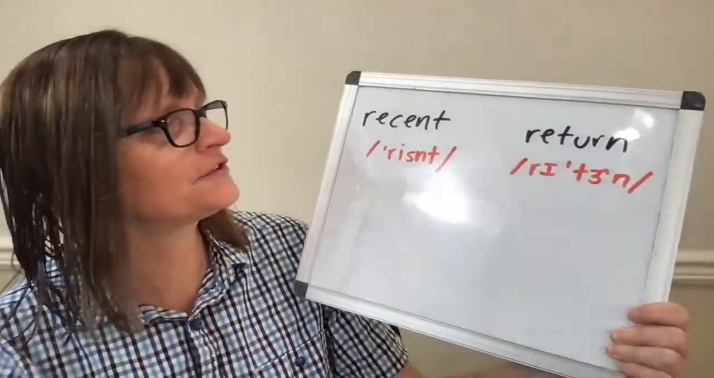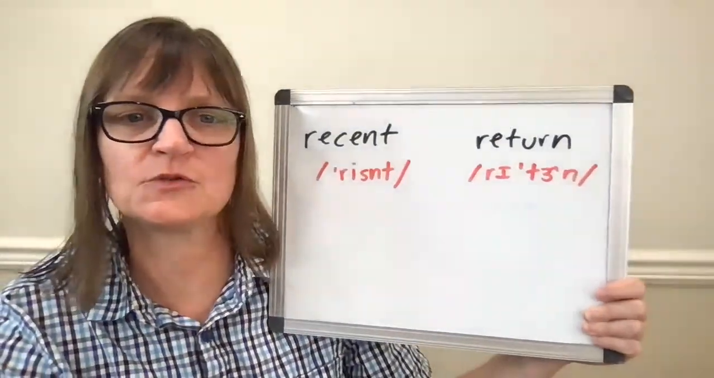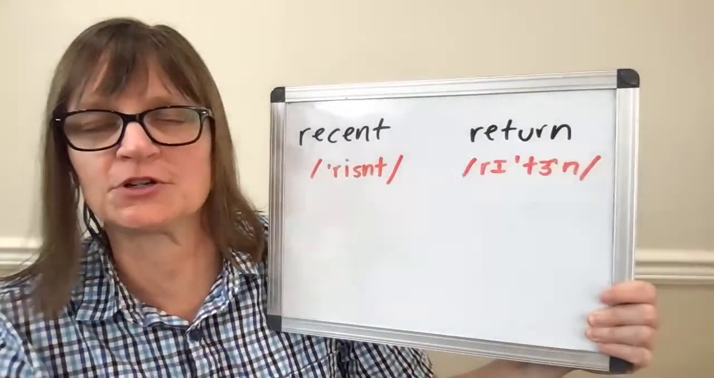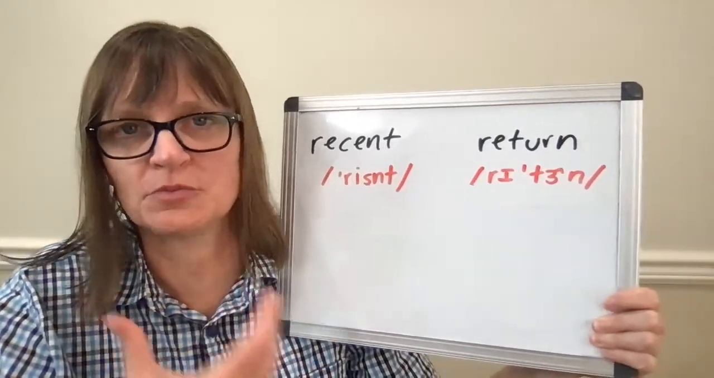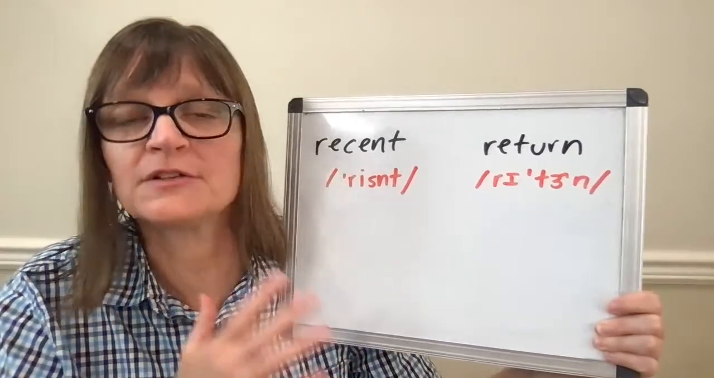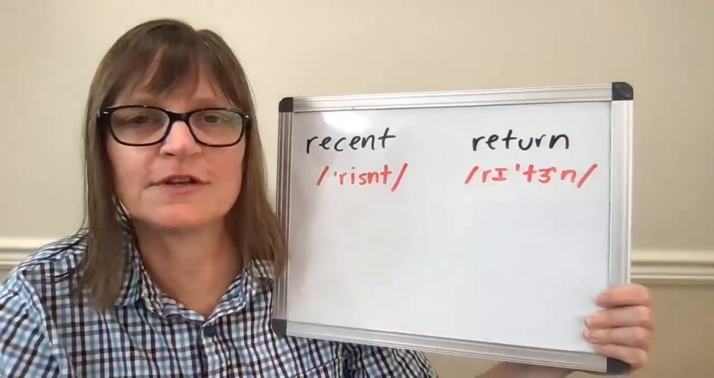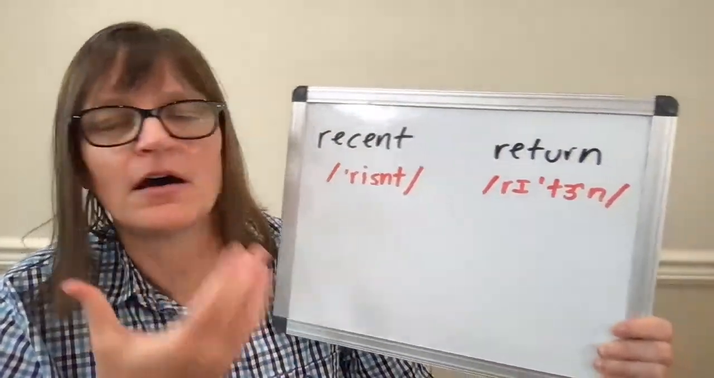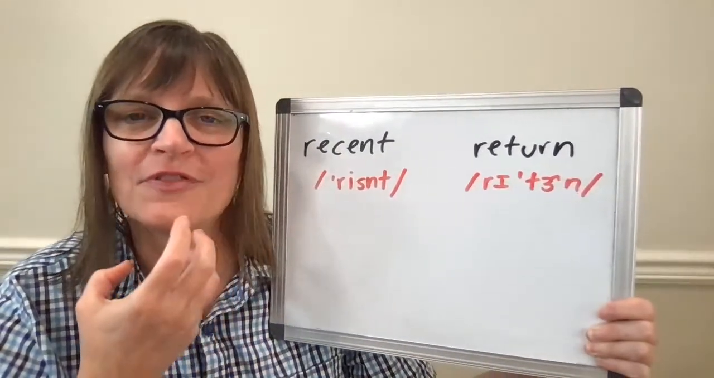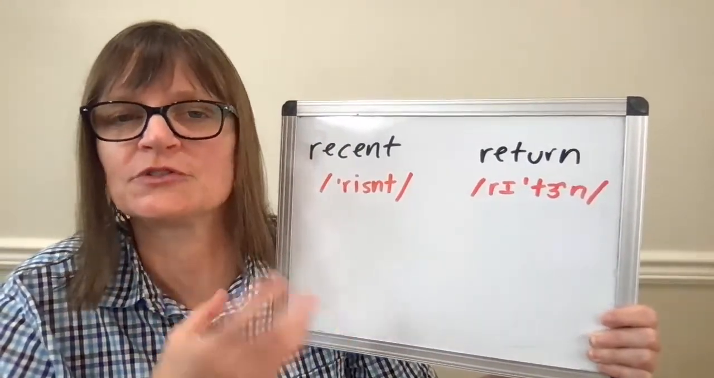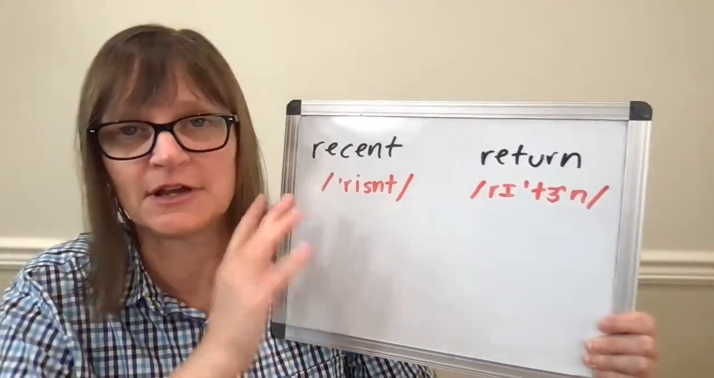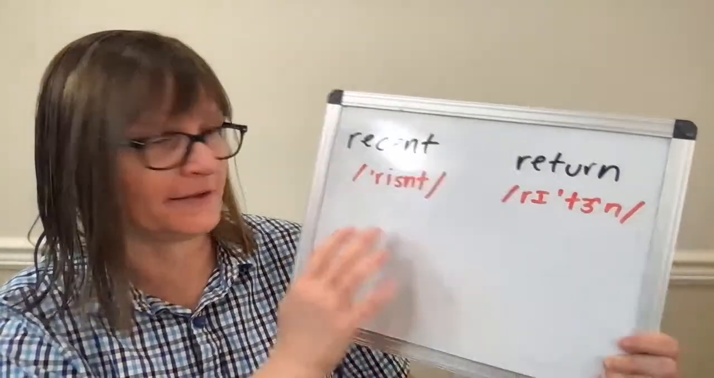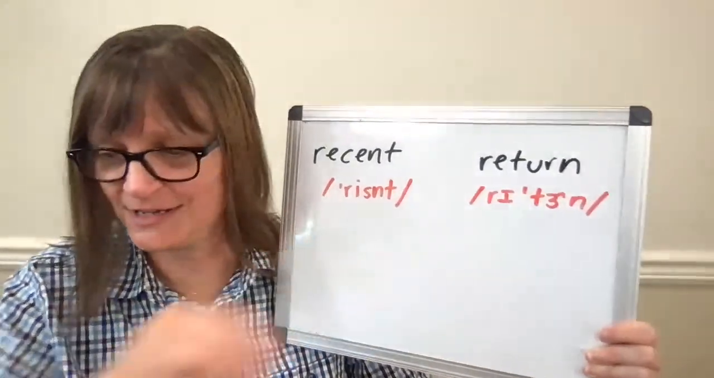So the first thing I wanted to talk about was these words, recent versus return. And these are common everyday words. You're probably pronouncing them correctly, not really thinking that you have an issue with them. But I want to point out how the syllable stress of these words, which syllable is long and has a clear vowel, makes a big difference. So they look similar in terms of spelling. They both start with the letters R-E.